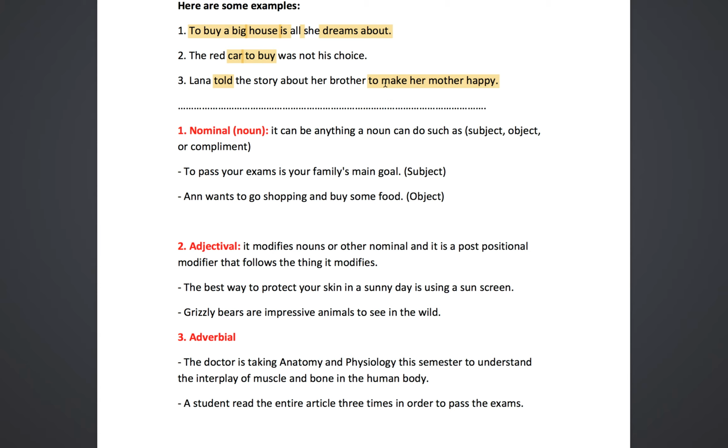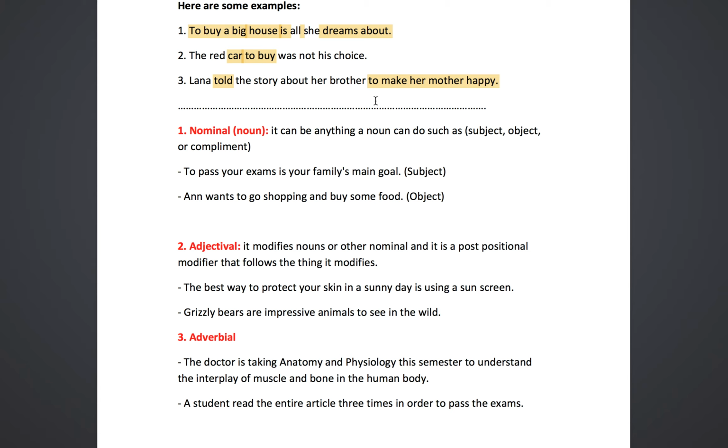If you don't know anything about their functions, just think about the sentence. If it answers the why question, just ask yourself why someone has done this thing. If you get the answer to why, you can say that this is functioning adverbially. Or you can test it by adding in order to make your mother happy. So here, Lana told the story about her brother. Why? The answer is to make her mother happy. So here, this is an adverb describing the verb of the sentence.